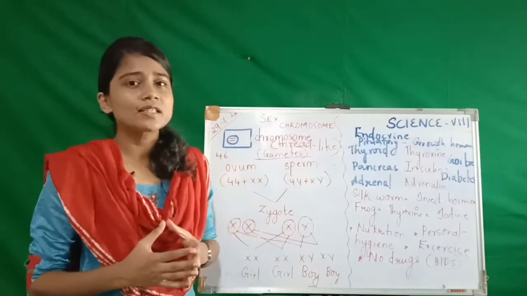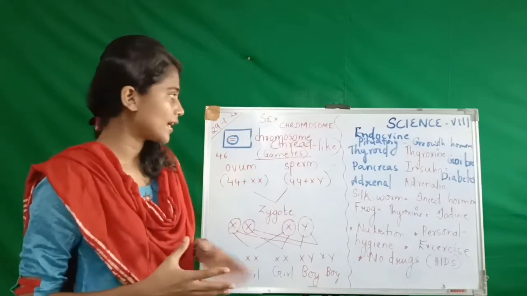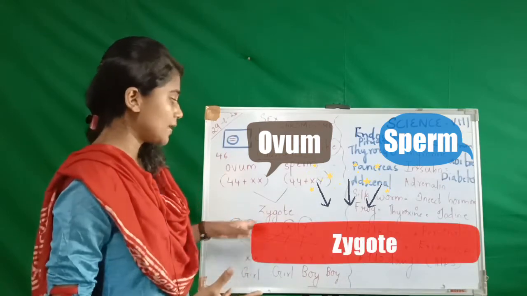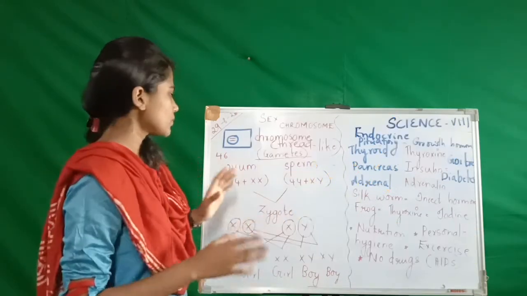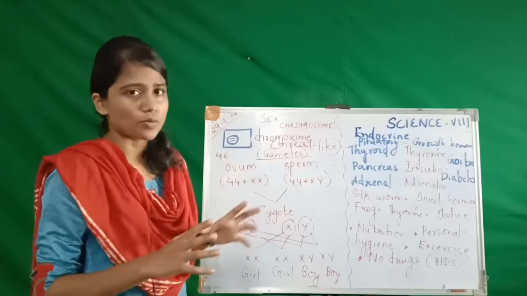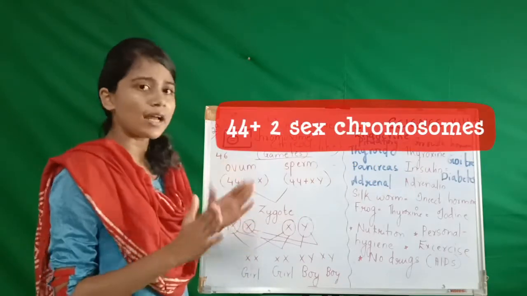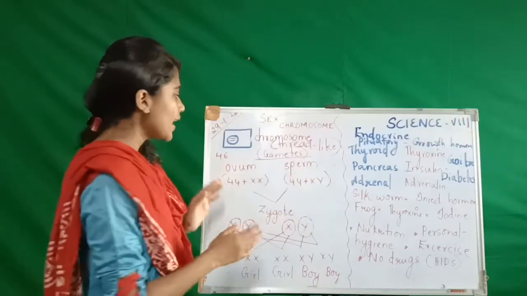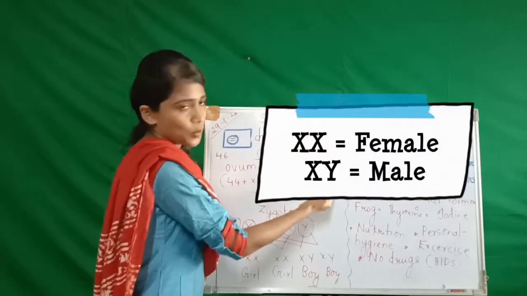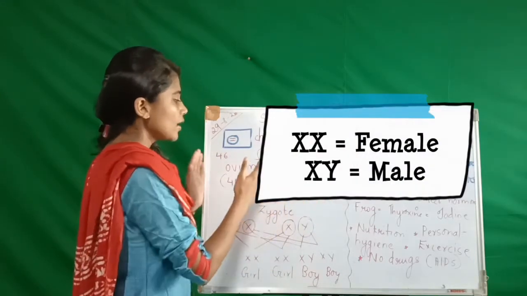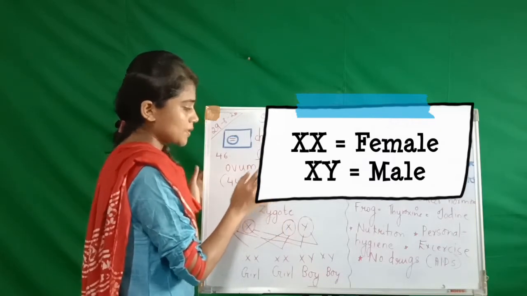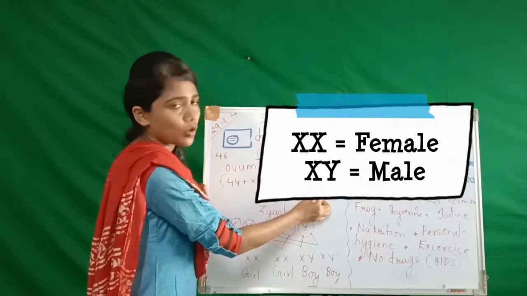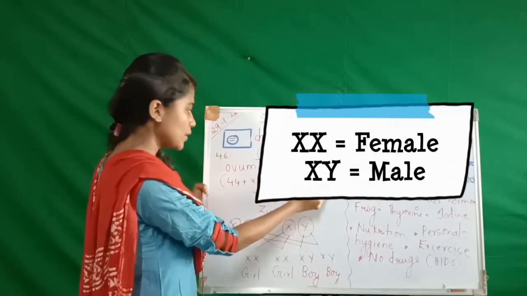We have learned in the previous class how fertilization takes place, right? So, ovum and sperm combine together and fertilization takes place and a zygote is formed. Now, in the 46 chromosomes, 44 are different chromosomes and 2 chromosomes are called sex chromosomes, and they are named XX and XY. In other words, one pair of sex chromosomes: the female pair of sex chromosomes consists of X and X, and the male pair of sex chromosomes consists of X and Y.